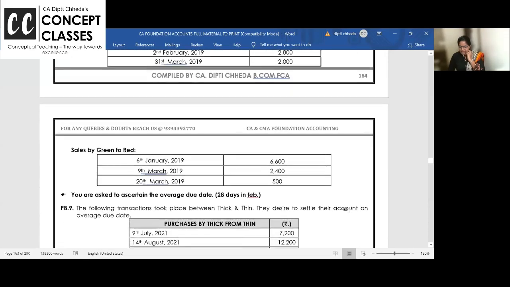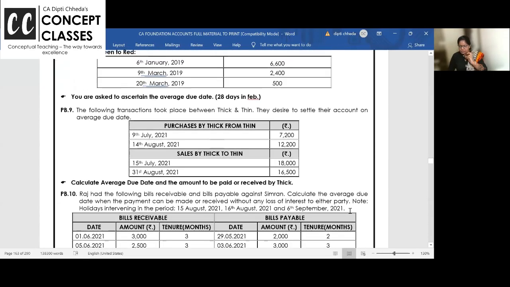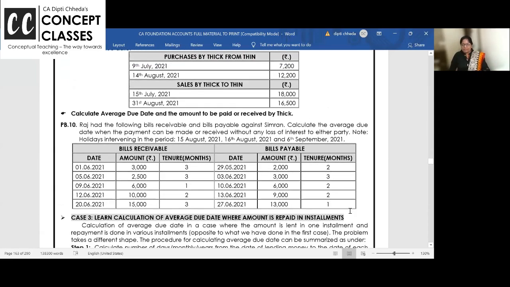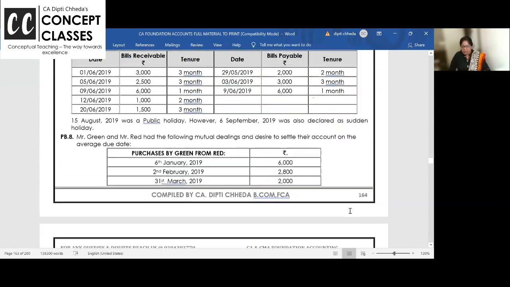Let us go to the third method of average due. There are in total 4 methods. Interest for partners, it is used. Right now, I'm going towards the third method. 8th you have to do, 9th you have to do as homework. 10th one, it's not exactly same, but it is similar to the one which we have done now.